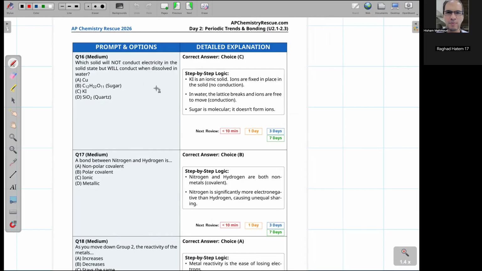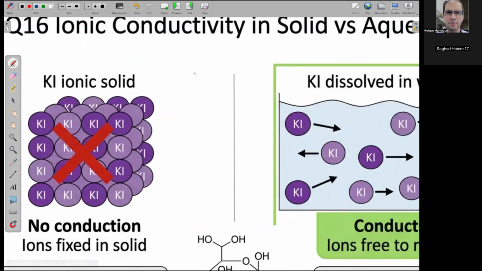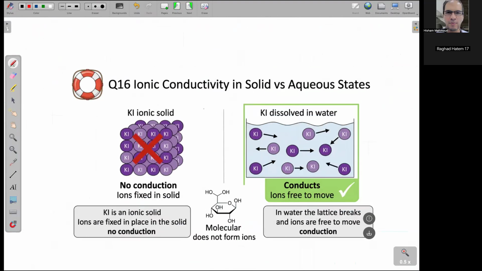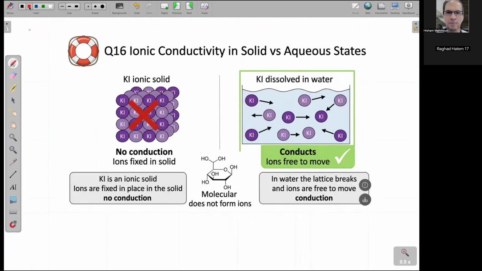Excellent job. So again, what is an ionic solid? An ionic solid is made from ions in solid form, very close to each other. They cannot move. So how can you expect this one to conduct electricity? In order to conduct electricity, you should have moving charges, and these charges are not moving. That's why they don't conduct. The ions are fixed in their place. What about this one in water? Now it's moving, right? It conducts because the ions are free to move.